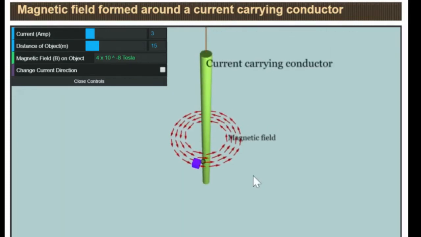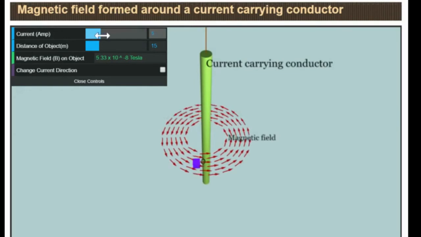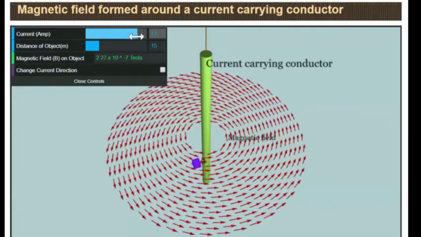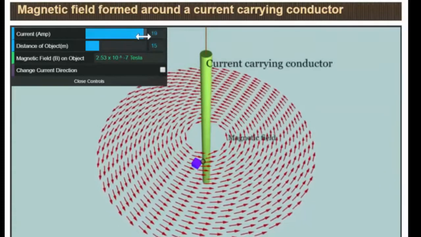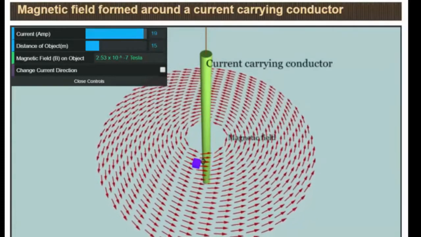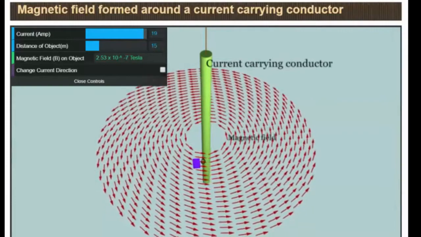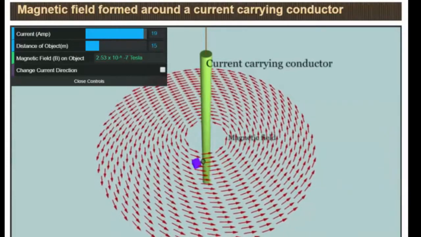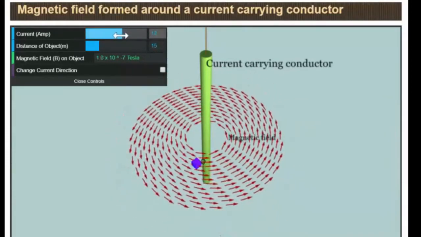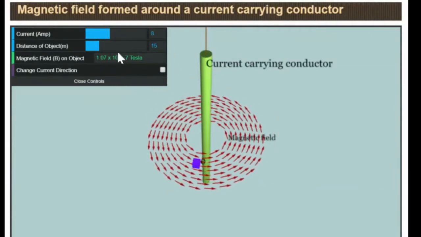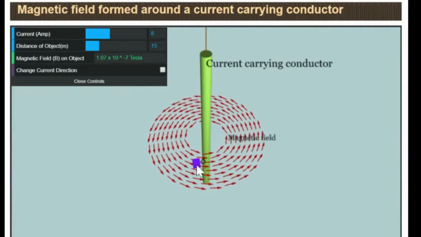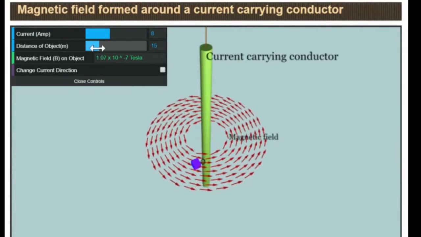And I can do a couple things. I can increase the current value, and if I do, then my magnetic field is going to get a lot stronger because collectively I have more electrons moving. More electrons means I have more individual magnetic moments contributing to the overall magnetic field. Then I'm going to bring it down to a more reasonable number. It's measuring the magnetic field at this box right here, and I can actually move that box.